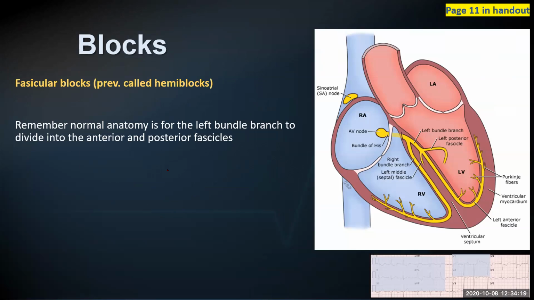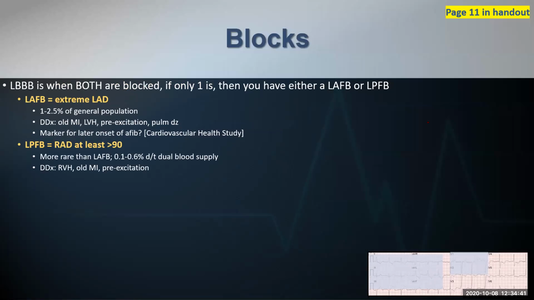Normal anatomy is for the left bundle branch to divide into the anterior fascicle and the posterior fascicle. So you can see the left anterior fascicle is going to be right here, and then the posterior fascicle is going to be up here. So this is disease that's happening to these specific fascicles that can generate pathologic signs that we'll see on the left side of the EKG.